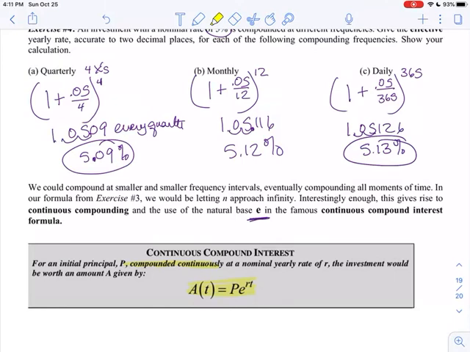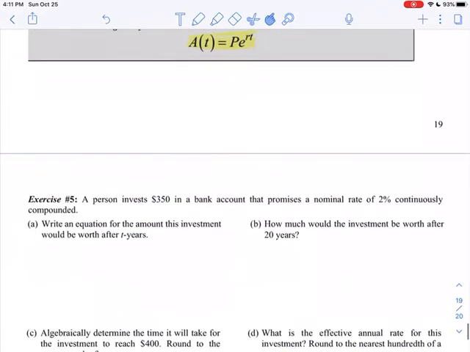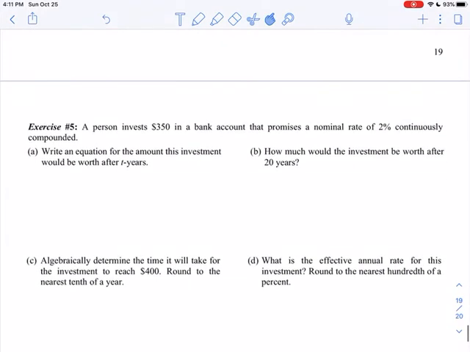So here's my formula. If I have a principal P and it's compounded continuously at every single moment, then this is the formula that I use. The principal times e, and then the exponent is r times t, and that's the yearly rate times the amount of time. So let's try a problem with that, and then we will be all done.